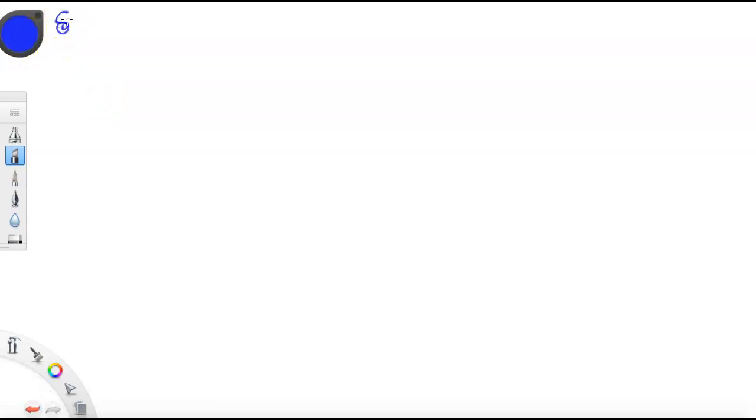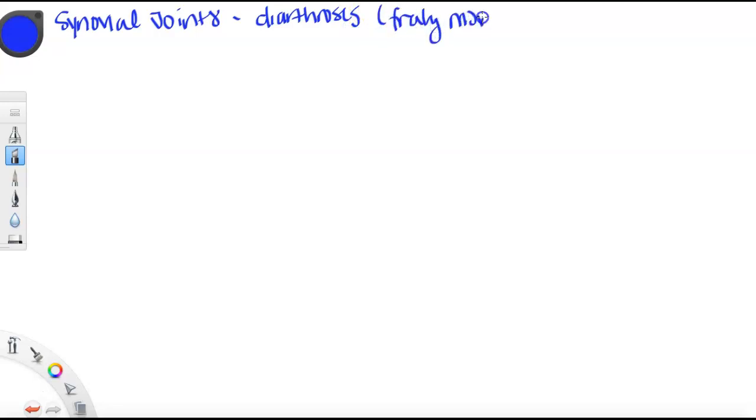All right, so let's look at synovial joints. So synovial joints are all diarthroses. So they're all freely movable.